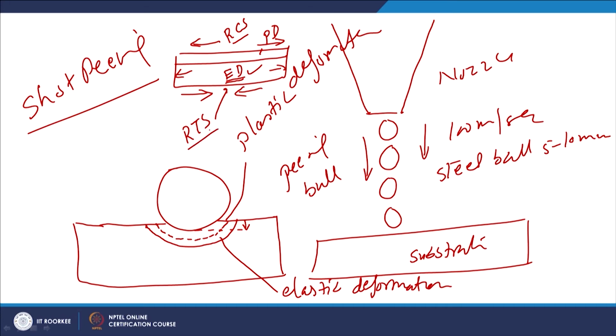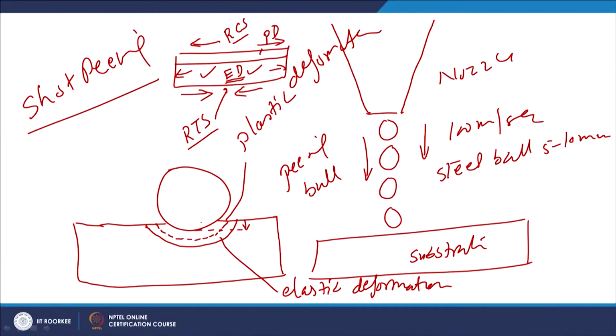It is always favorable to have residual compressive stresses as compared to residual tensile stresses. Even if residual tensile stresses are present, if they are below the surface, then not much damage will be caused. So, the adverse effect will be limited if the residual tensile stresses are present in the subsurface zone. So, this is how shot peened components are able to have residual compressive stresses at the surface.